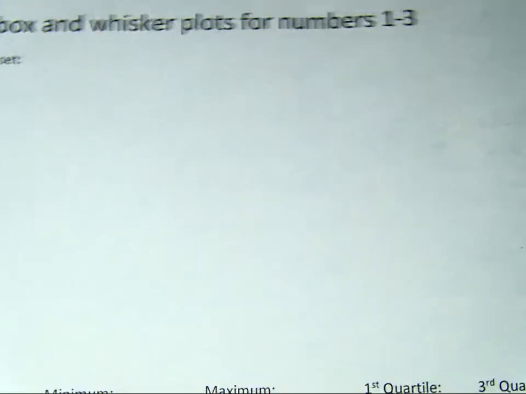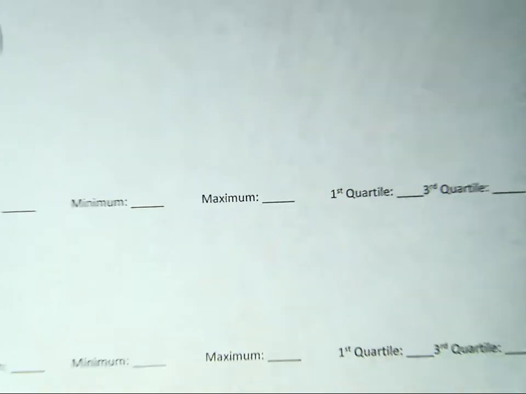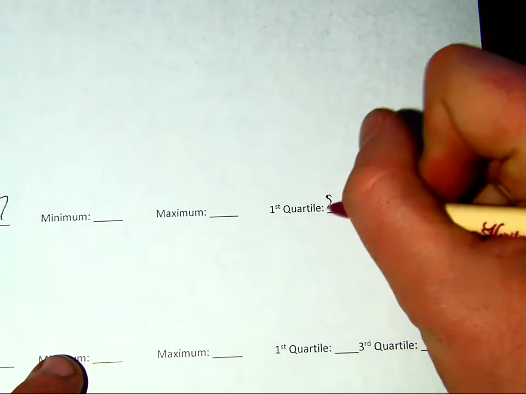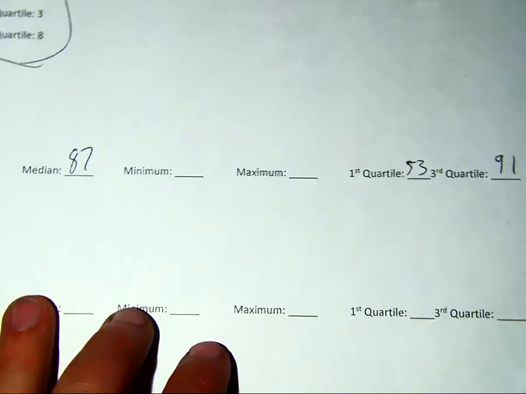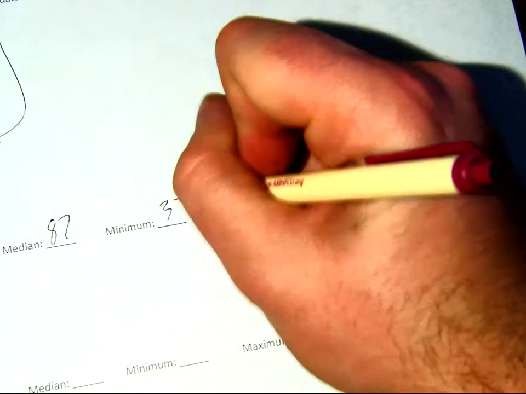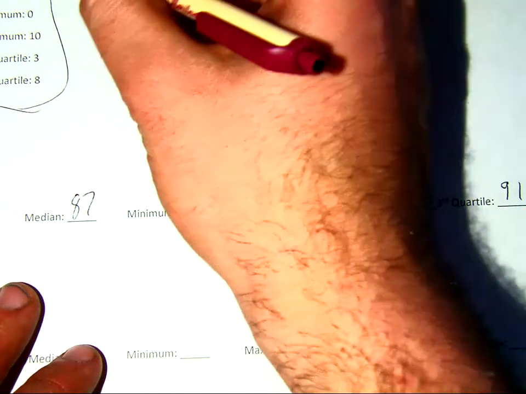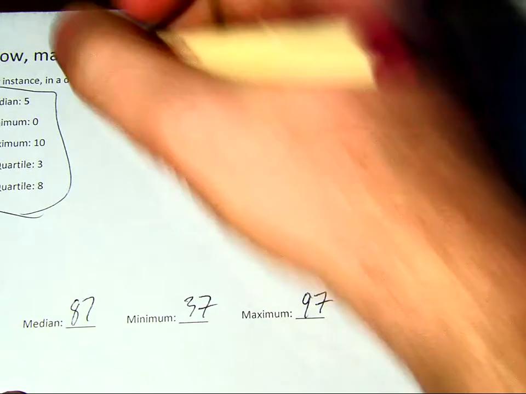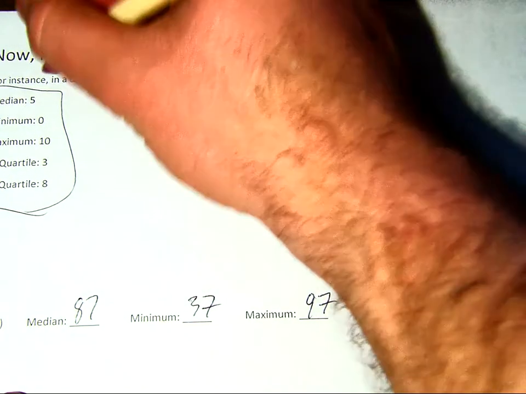Now, to make a box and whisker plot, I'm just going to go ahead and use those measures. On the other side, I said that my median was 87. My first quartile was 53, and my third quartile was 91. My minimum, my lowest number, was 37, and my maximum was 97. From this, I can make what's called a box and whisker plot. They're called box and whisker plots because they look like there's a box and some whiskers.